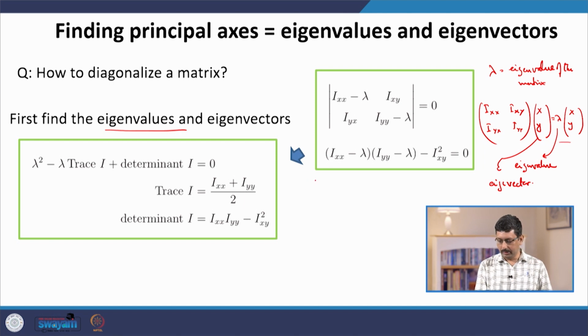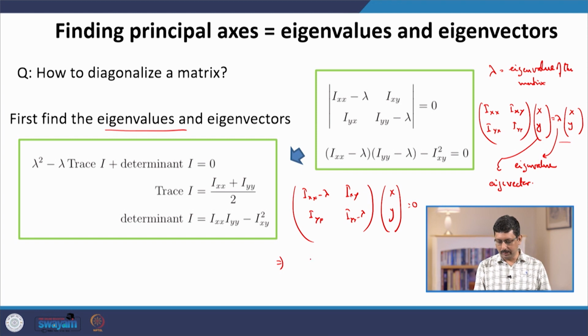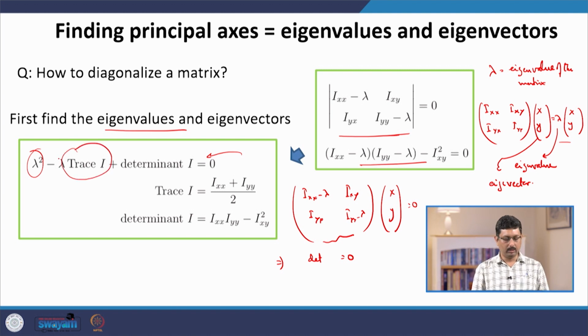In order to get the eigenvalue and eigenvector, if we take the right hand side quantity to the left, we get the matrix with entries Ixx minus lambda, Ixy, Iyx, Iyy minus lambda, times (x, y), equal to 0. This will be true if the determinant of this matrix is 0, and hence this is the condition I have written here. If you apply the determinant formula, you get this equation. If you expand this, you get a quadratic equation where the coefficient of lambda squared is 1, and the coefficient of lambda is this particular quantity.